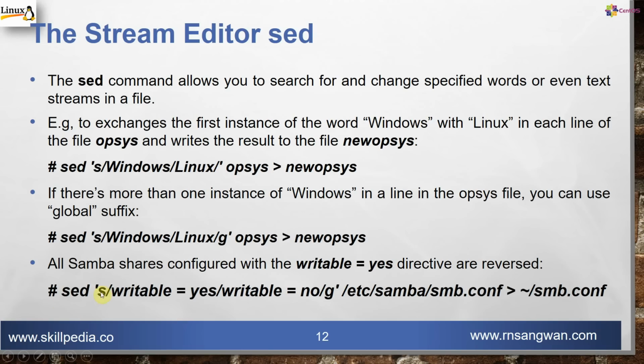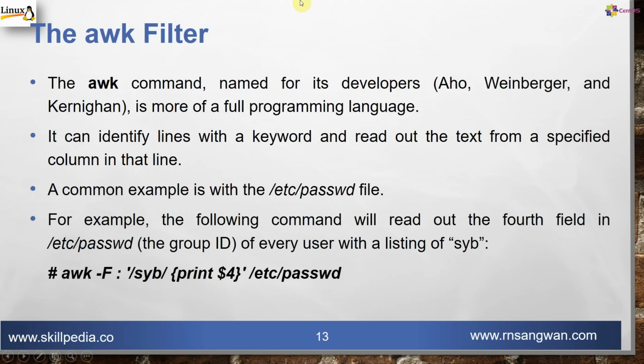Similarly, to convert all writable equals yes to all writable equals no globally in the samba smb.conf file, and send them to the home directory smb.conf. Then you compare and then you verify. This is a global substitution. So sed, the stream editor, point to be noted: it works in the stream. It reads the content, makes the changes, and displays on the terminal. Awk filter. The awk command is named for its developers.